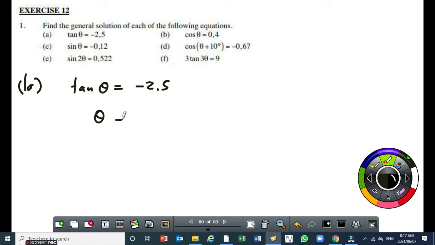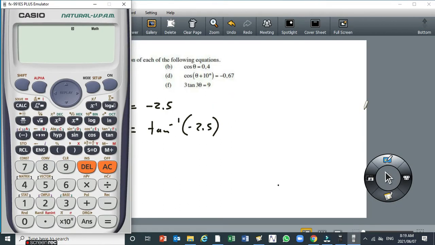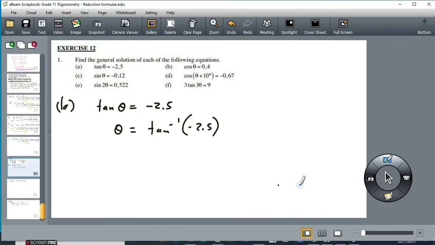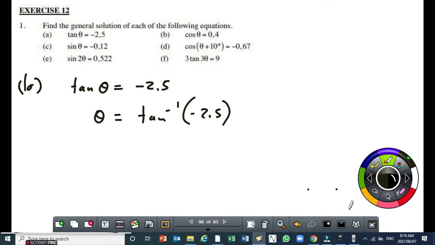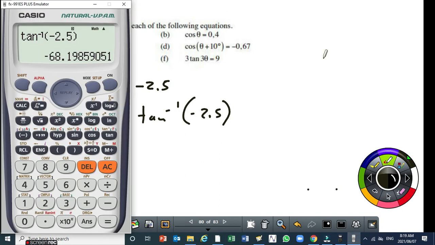So this becomes theta equal to shift tan of minus 2,5. Now last year, so that when I'm doing it, you're also doing it as well. Right, so shift tan of minus 2,5. It will give you the answer. Now that answer is your reference angle. The answer that you get from the calculator is called the reference angle.